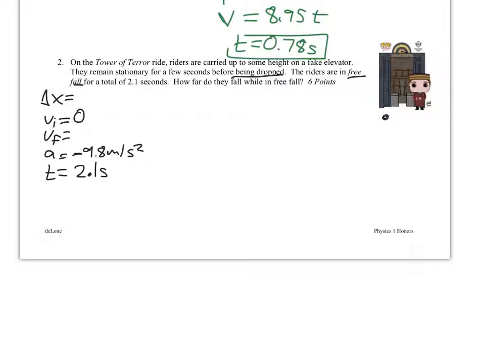So this is just a case of an object starting up here at some initial velocity of 0 and just falling. Okay, so we don't have to worry about any of that symmetrical, doubling the time at the peak, any of that stuff. This is just an object starting at rest and dropping for 2.1 seconds, and we want to find this displacement here. So the equation that I'm going to use is the delta x is equal to VIT plus 1/2 AT squared equation.